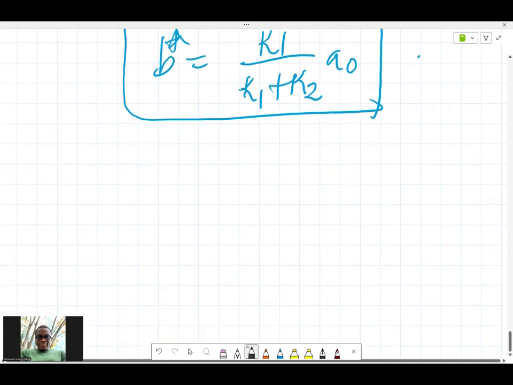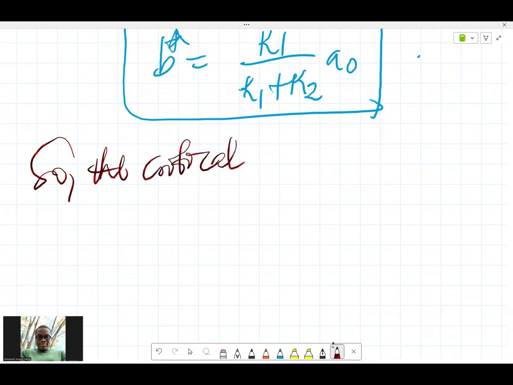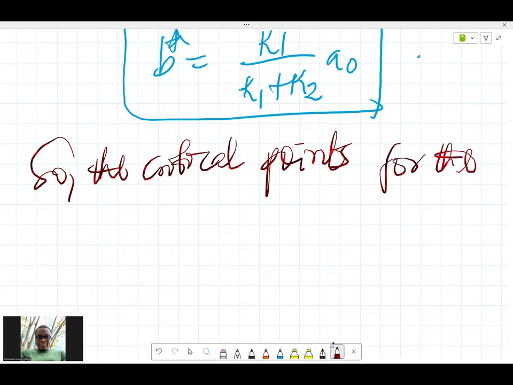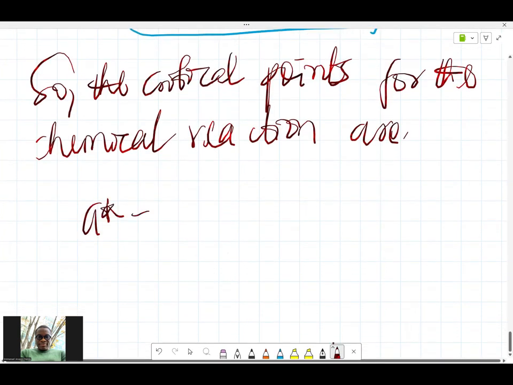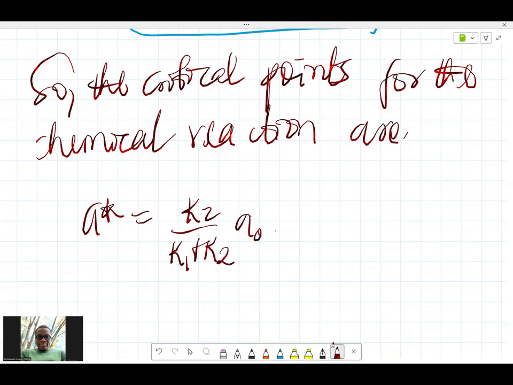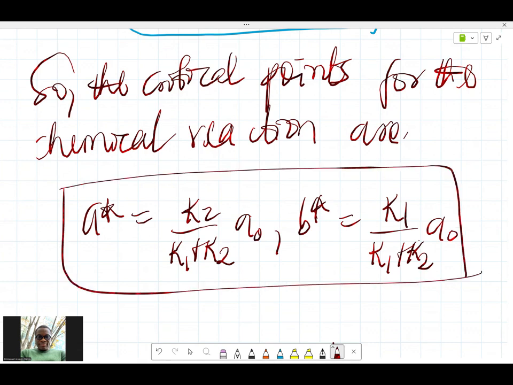Maybe we can just make a statement here. The critical points for the chemical reaction, that is the stable state for the chemical reaction, are A star, which is equal to K2 over K1 plus K2 times A0, and B star, which is equal to K1 over K1 plus K2 times A0. So we have these two like this.